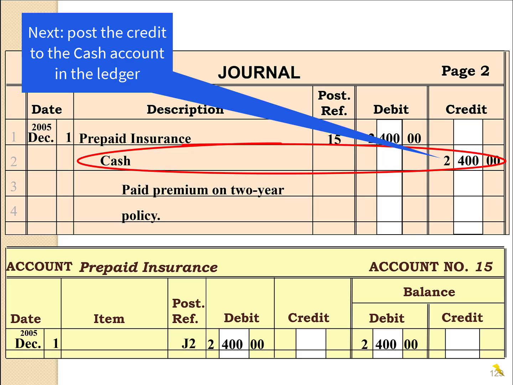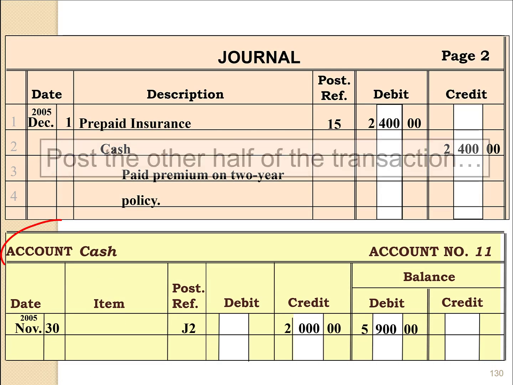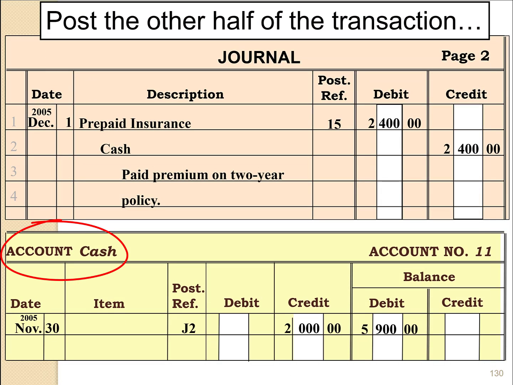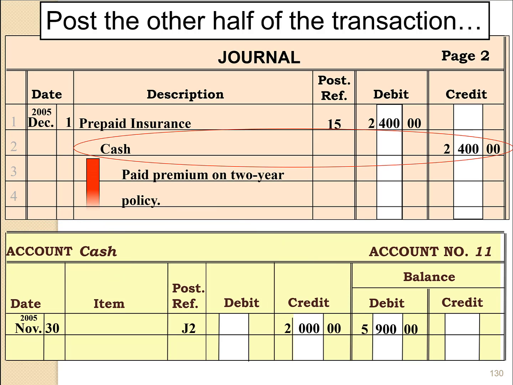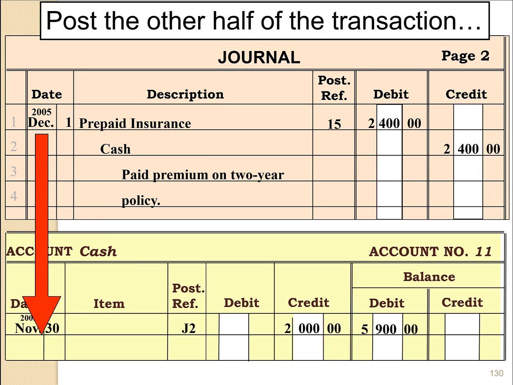So our next step is to take the $2,400 credit and post it to the cash account. So on this slide, I've got the cash account at the bottom of the slide. And remember, this cash account is just a picture of part of the ledger. And notice we had a previous balance of $5,900 in cash. So the first thing we need to do, besides making sure that we're looking at the right account in the ledger, is we need to take the date and post the date into the ledger for the cash account.